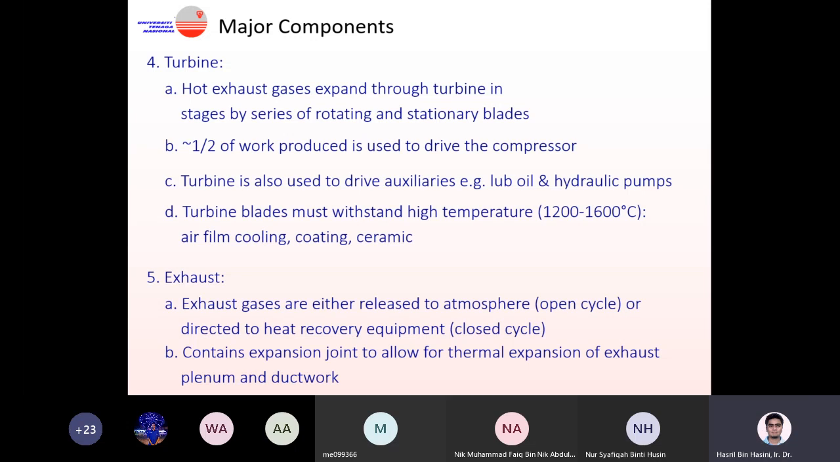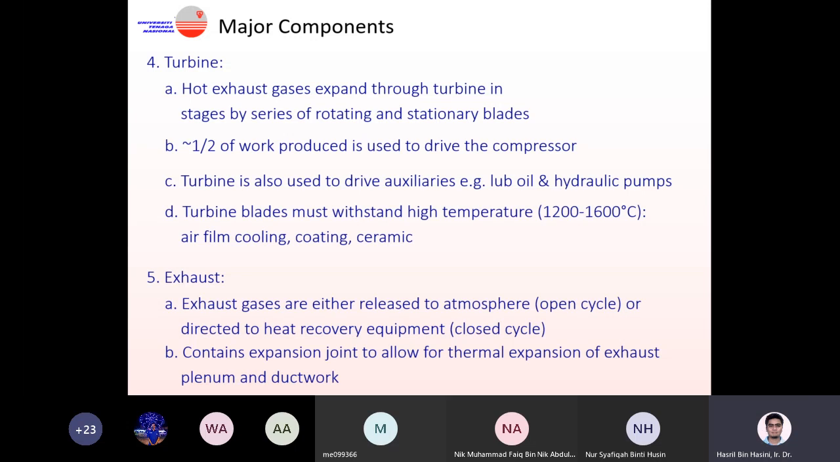Because of that, special materials need to be used to construct the gas turbine, especially for the first stage or maybe second stage of the turbine. And usually those blades come with their own cooling system to ensure they do not get damaged when the hot exhaust gas flows through them. We will look at that later on.